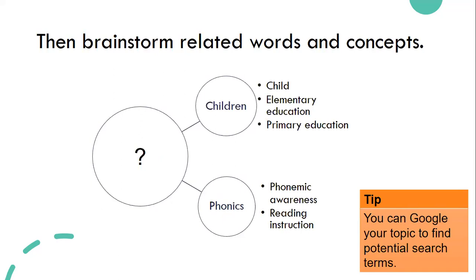From there, we can then come up with more words. And this is helpful because the first word we come up with may not be the strongest word. So for example, children, there's also the word child, elementary education, primary education. Instead of phonics, we could talk about things like phonemic awareness or reading instruction. And if you're stuck when you're doing this brainstorming, it is totally a-okay to Google and see what types of terms are coming up.